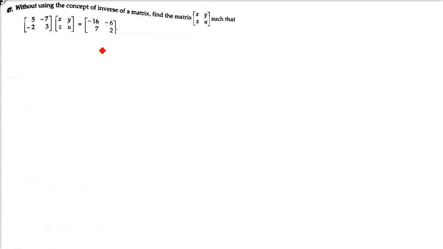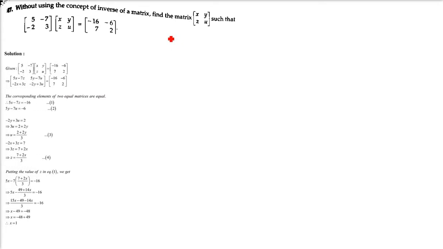Okay. Without using the concept of inverse of a matrix, find the matrix x, y, z, u such that. Remember, this type of question are coming later also. So we'll do this properly. So we have to multiply these two matrices and equate with the matrix on the right hand side. Okay. So there are certain methods. First, the multiplication has to be done.